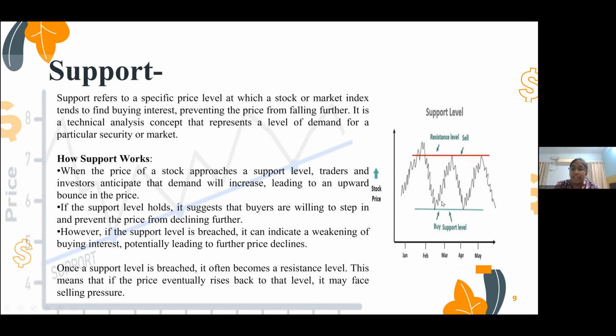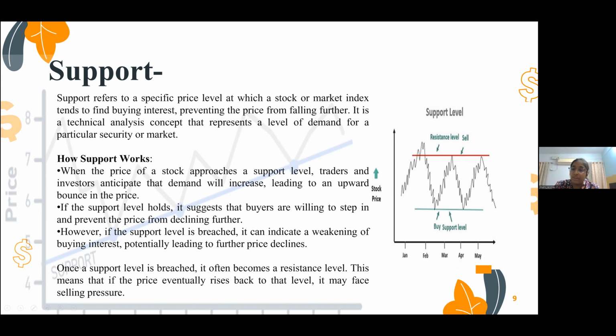This ensures that the buyers are interested in buying at this price itself and they don't want the price to decrease further. However, if the support level is breached, it indicates a weakening of buyer interest. For example, suppose all the people have bought multiple stocks of the same company and now they don't want to buy any further stock, and the price is again at the support level.